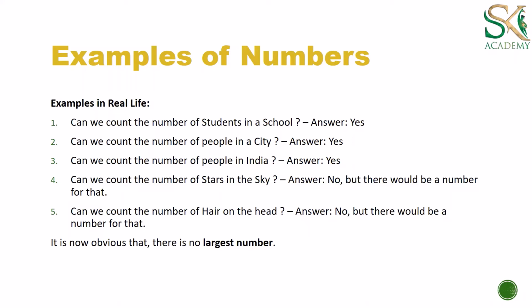And now comes to point 4. Can we count the number of stars in the sky? The answer is no. But there would be a number for that, though we will not be able to count it. Similarly, can we count the number of hair on the head? No, but there would be a number for that. So that means there is no largest number as such. Now let us look at some exercises which will give you clarity on how to compare the numbers.